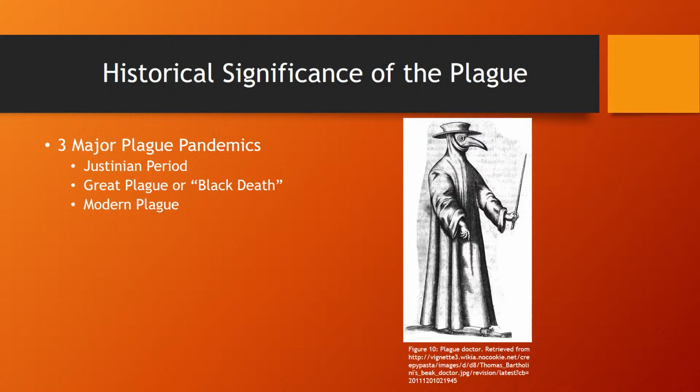And then finally, the plague is something that has had pretty big significance over the last several hundred years. I actually didn't realize this, but there are three major plague pandemics that have happened. The first one was in the Justinian period, which started around 541 AD and lasted for about 200 years. The second one, which is the one that I'm most familiar with, is the Great Plague or the Black Death, which is when it was given that name.